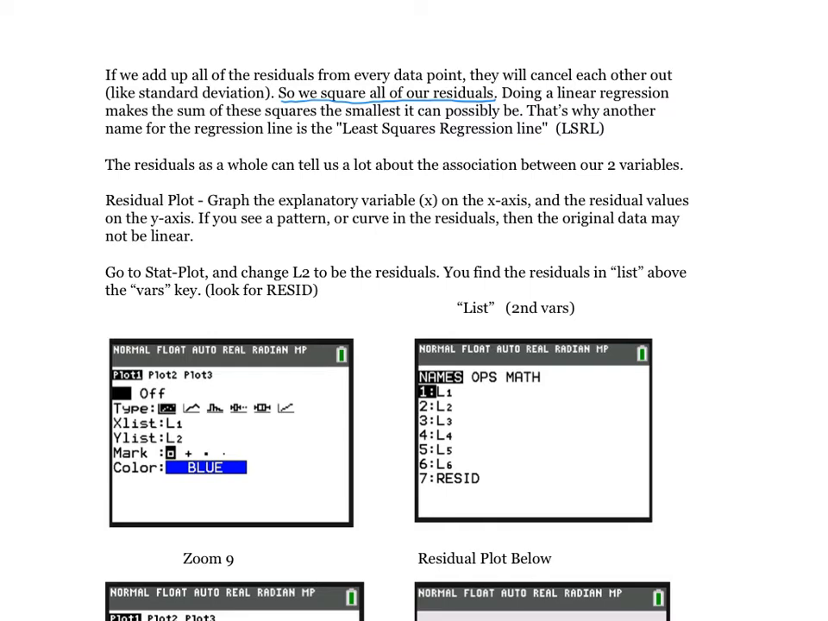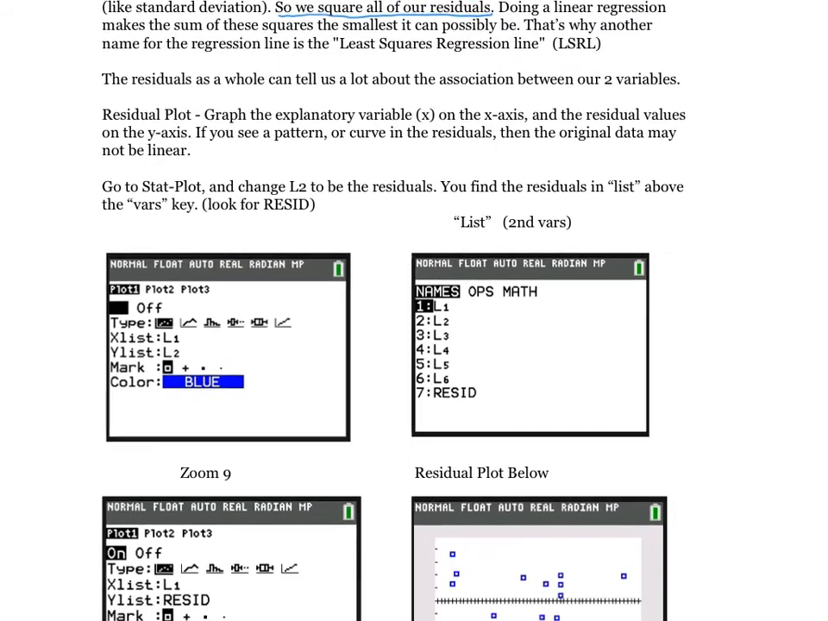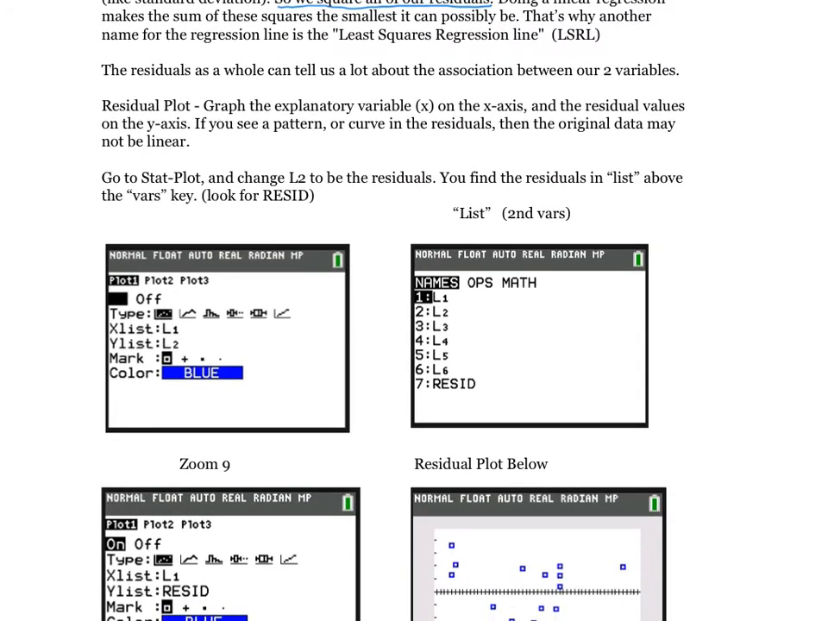That's why another name for the regression line is the least squares regression line. Now, the residuals as a whole can tell us a lot about the association between our two variables. We can make what's called a residual plot. This is a graph of the explanatory variable x on the x-axis and the residual values on the y-axis. If you see a pattern or curve in the residuals, then the original data may not be linear.